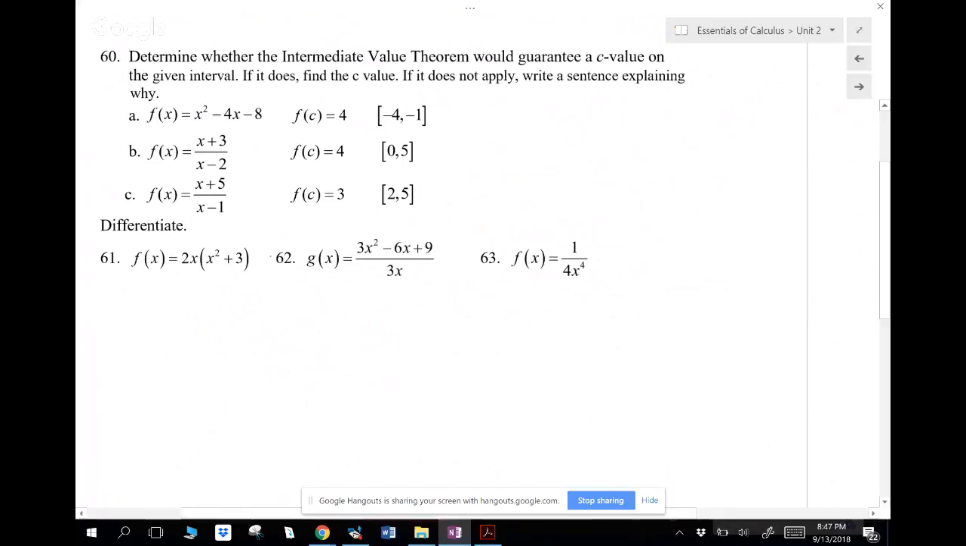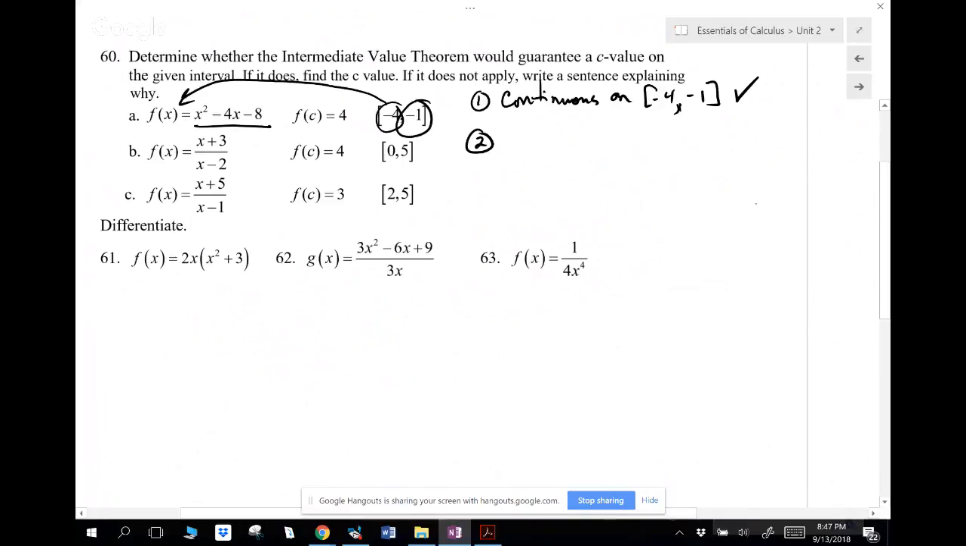All right, we'll try to run through all of these real quick. So for A, this is a polynomial. So the first step is continuity. We're just going to say continuous on the interval from -4 to -1. That's right, so we check that off. The second thing is we need to check that when we plug in f of -4 and f of -1, this value k is in between those two.